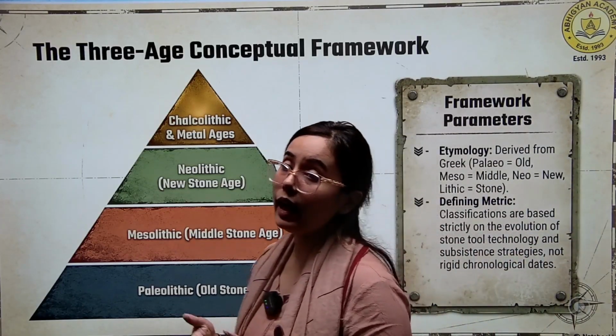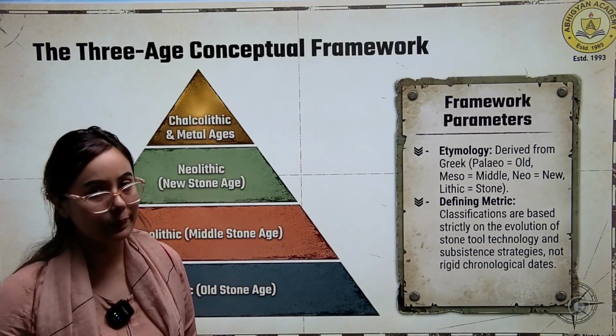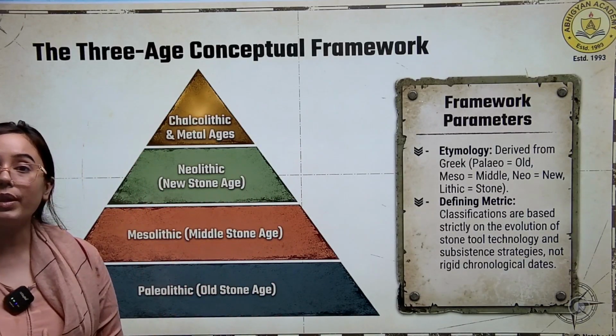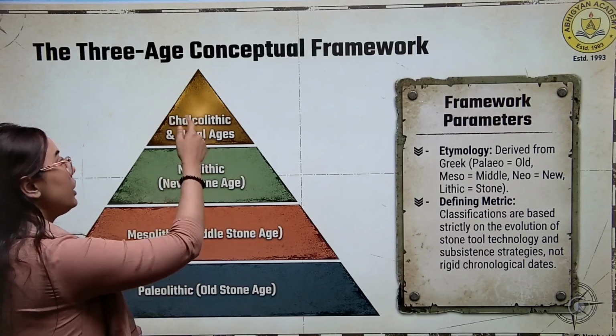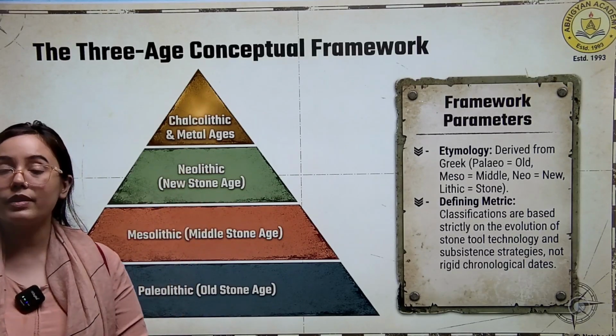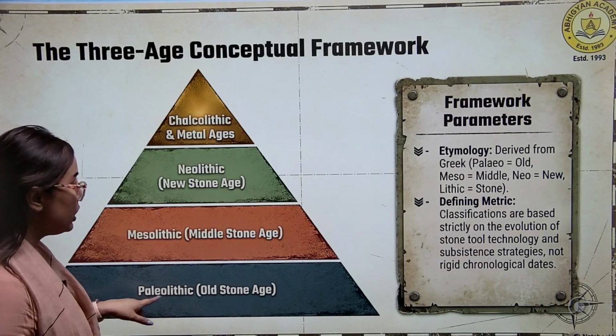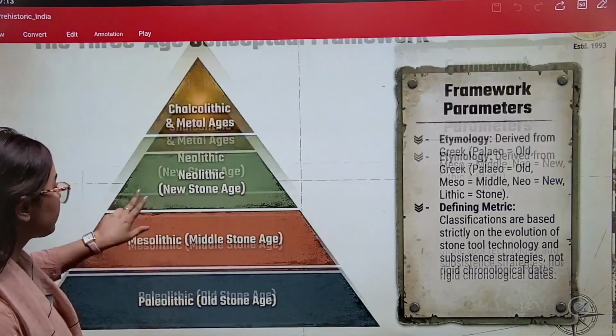In the Chalcolithic age, people started using metal. In these ages, we have stone as the primary material. Here in the Chalcolithic age, people started using metal. So paleo means old and lithic means stone.